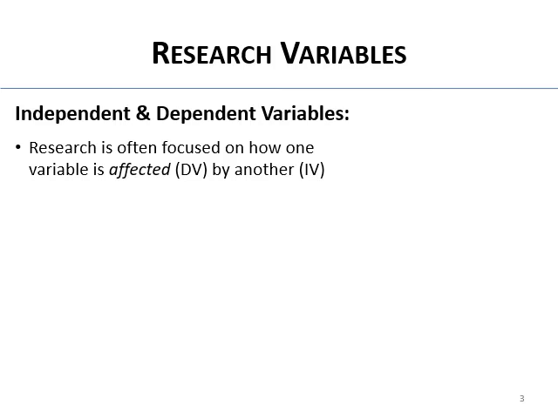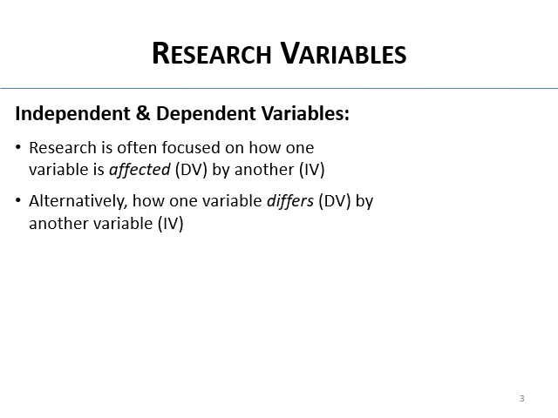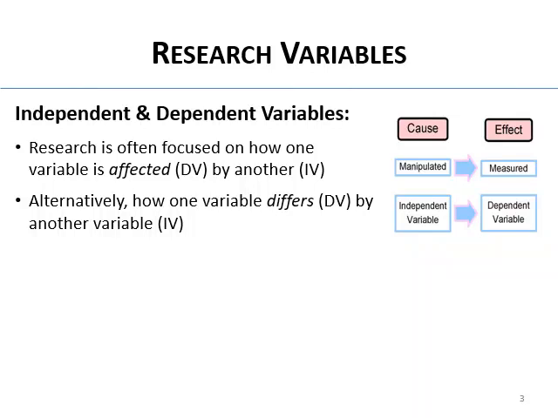So what are these independent and dependent variables of which I speak? Well, in research, we're frequently focused on how one variable is affected, that is the DV, dependent variable, by some other variable, the IV, or independent variable. So sometimes we're looking at how one variable differs, again, that's still the DV, the thing that you're sort of measuring, by another variable, that's the independent variable. So sometimes we think the independent variable affects the DV. Sometimes we think the DV just differs, maybe naturally as a function of this other variable.